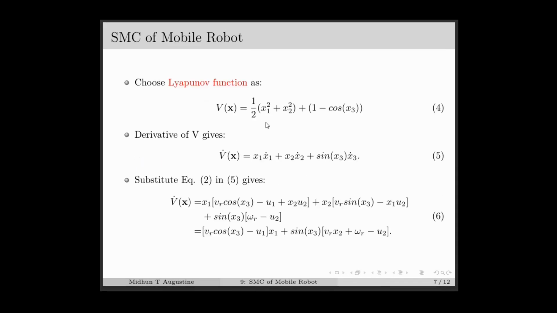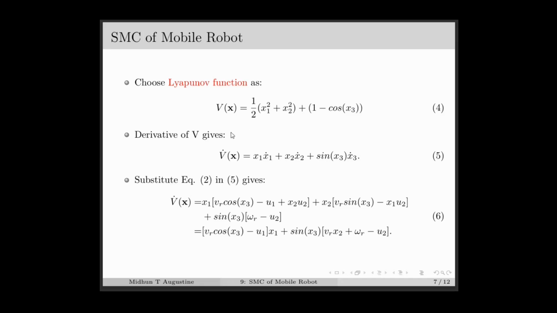And here, we will be selecting the Lyapunov function as in equation number 4, which is a function of x1, x2, and x3. Here we can see that when x1, x2, and x3 are 0, this V of x is also 0. For all other values of the states, the Lyapunov function will be positive. Or in other words, the Lyapunov function is a positive definite function.